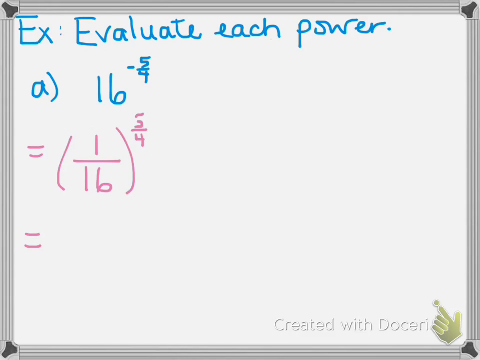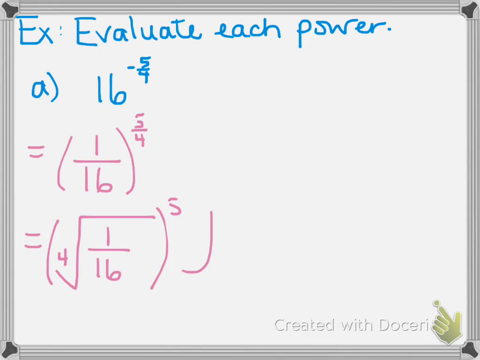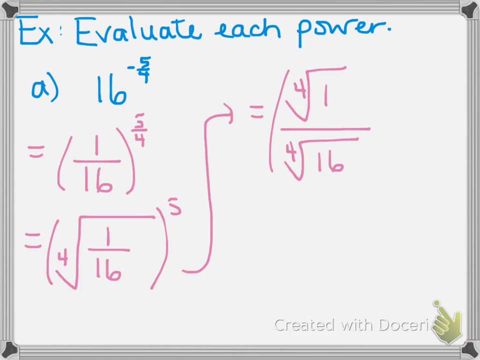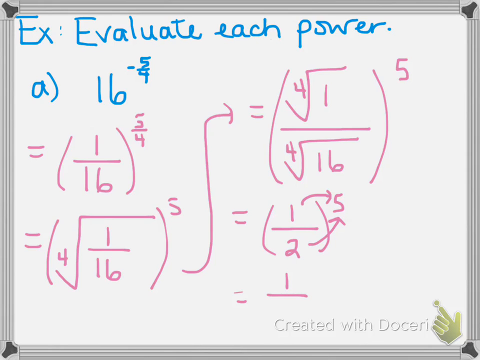Now, in order to evaluate a fractional exponent, we need to remember the rule from last day. So I copy the base as my radicand, and I rewrite it as a radical. So my denominator is 4. That means that my index is 4. And when I evaluate that, I need to raise my answer to the power of 5. So if I break that down further, that means I have to find the quartic root of 1 as well as the quartic root of 16 and evaluate that before raising it to the power of 5. So the quartic root of 1 is 1, and the quartic root of 16 is 2. And now I have to raise that to the power of 5. So 1 to the power of 5 is 1. And 2 to the power of 5 is 32. So my answer would be 1 over 32.